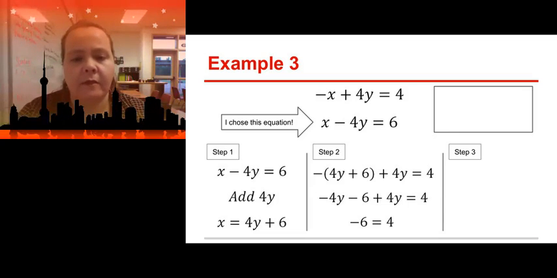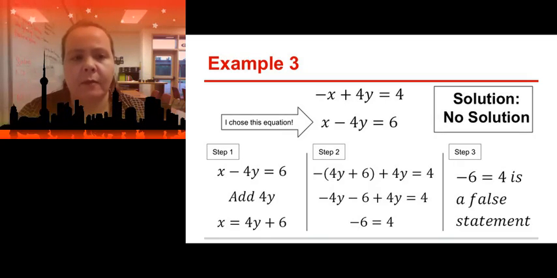And I know that negative 6 equals 4 is a false statement. Therefore, I have no solution. If I graph these two lines, they would be parallel and they would never intersect. Okay, we're going to have some time to practice. And tomorrow we'll come back and talk about elimination.